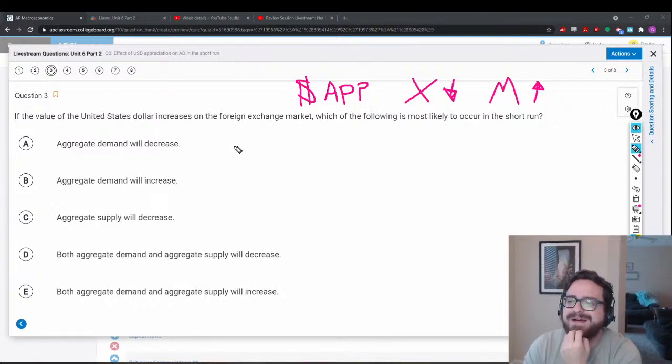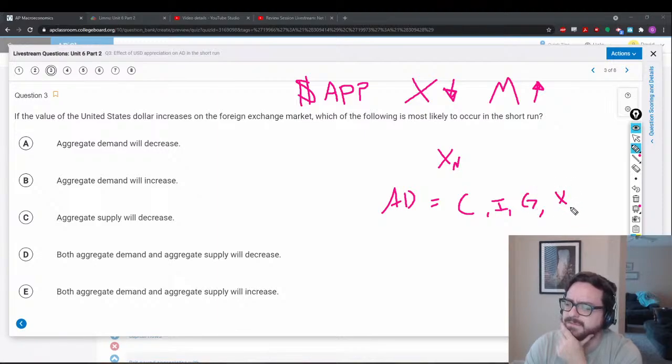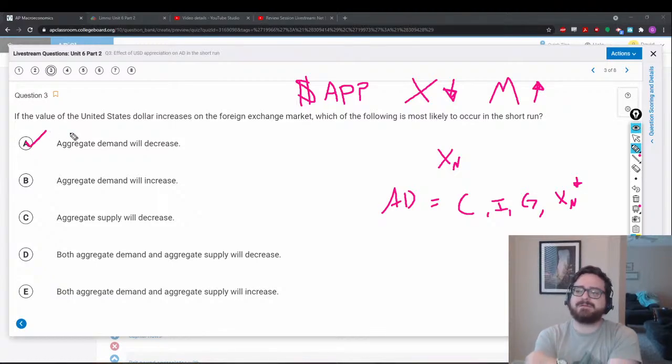But what does that do to my aggregate demand, aggregate supply graph? I have lower exports, higher imports. Well, XN is a part of my aggregate demand shifters. It was C, I, G, and XN. And XN, just like the last problem, is dropping here. We're exporting less and importing more. So XN is falling. Our net exports are falling. That will lead to lower aggregate demand. There is less demand for our stuff because our currency is worth more, making our goods too expensive.